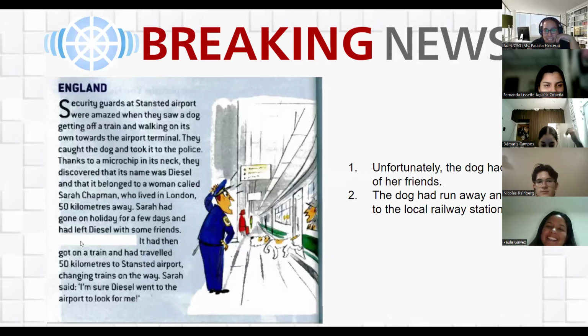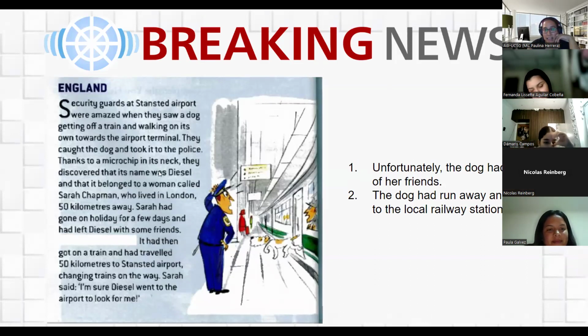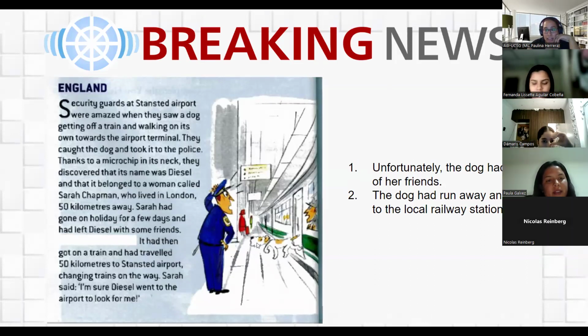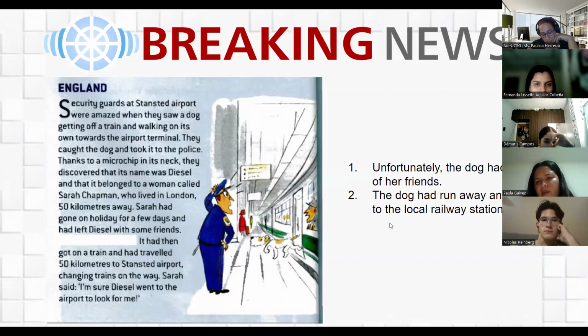We're putting a sentence here. You see this space? So in the story, it says that the dog was caught by a police officer, so the dog had run away and had gone to the local railway station. Yeah, that's the one that we have to complete, okay? So the dog was with some friends, like he escaped, and he went to the airport, 50 kilometers away. Okay, so the owner said that the dog was looking for her. Another kind of very peculiar story.